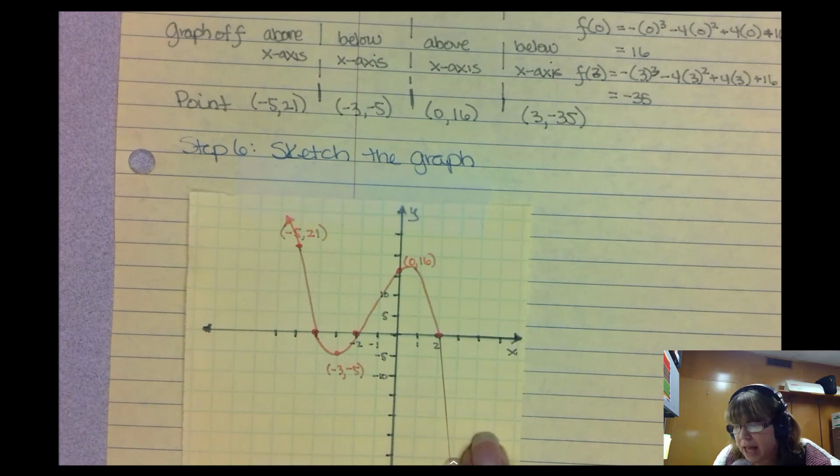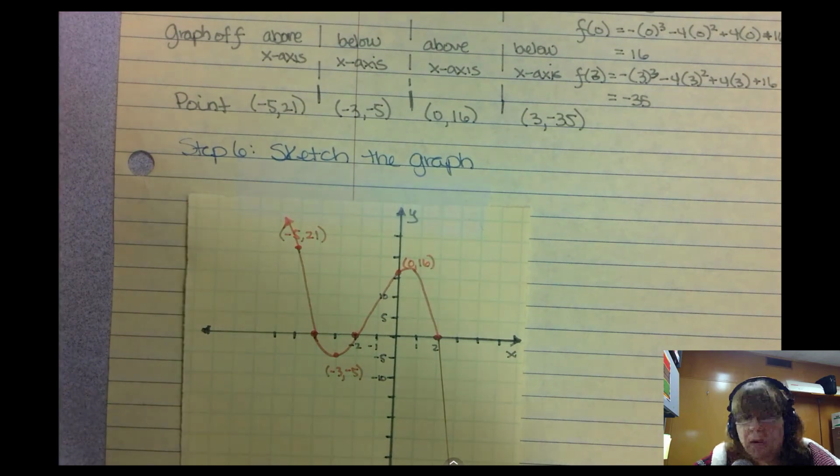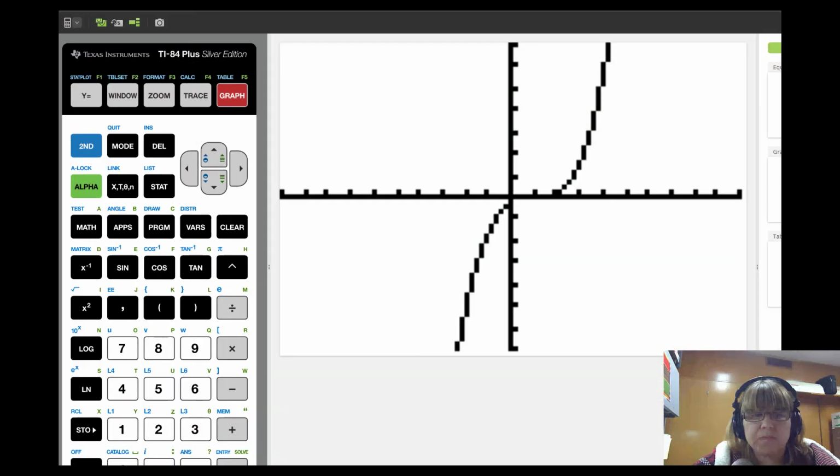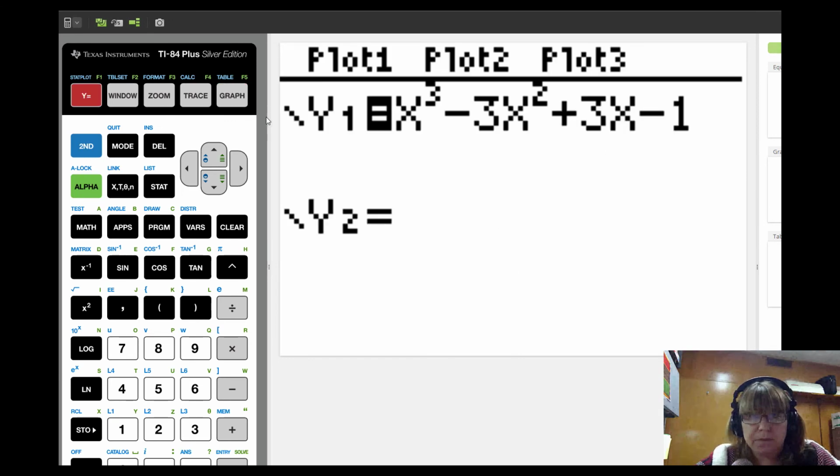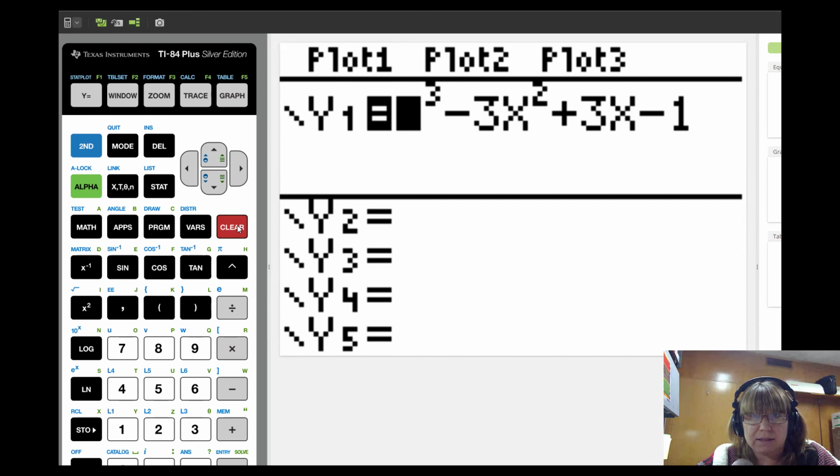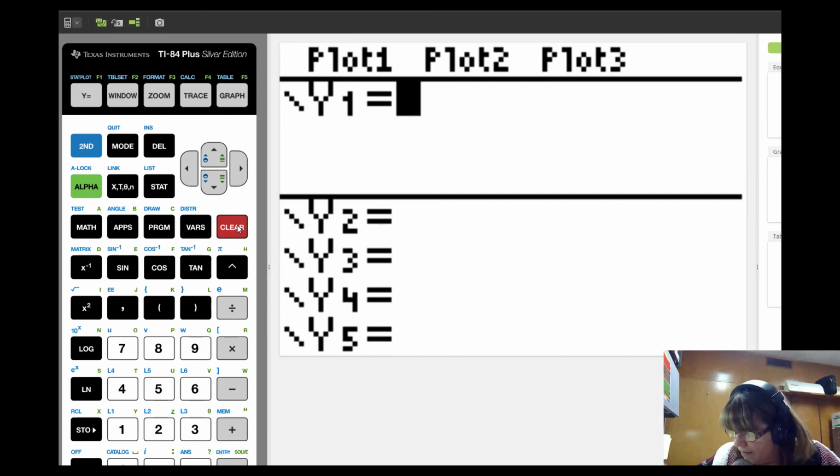Now I'm going to go ahead and plug this function into my graphing calculator. So where did my graphing calculator go? Here we go. I'm going to clear that out. And I have negative x cubed minus 4x squared plus 4x plus 16. Let's see how close we are to what we plotted and what the graphing calculator will plot.